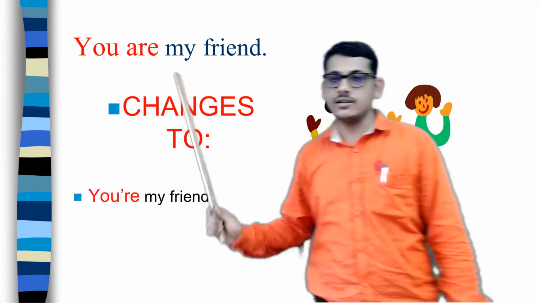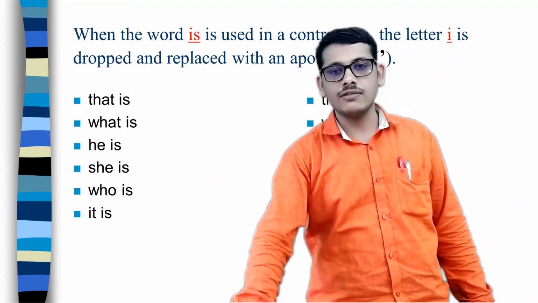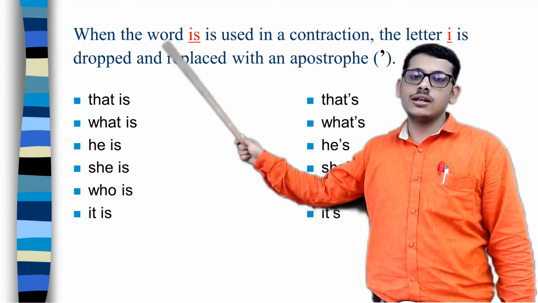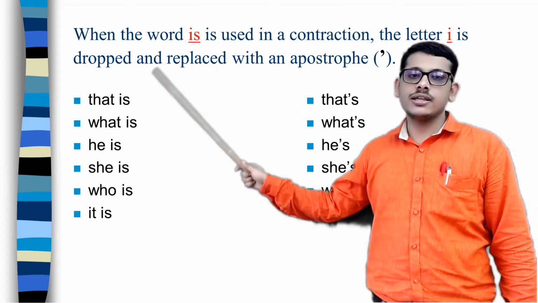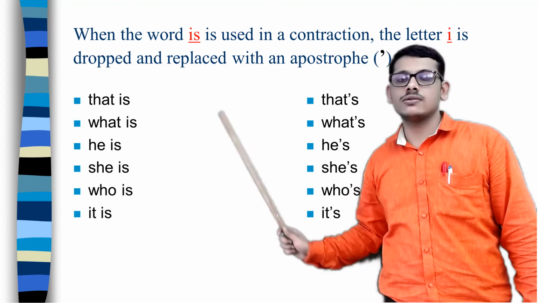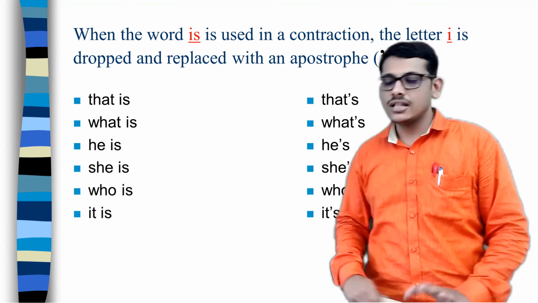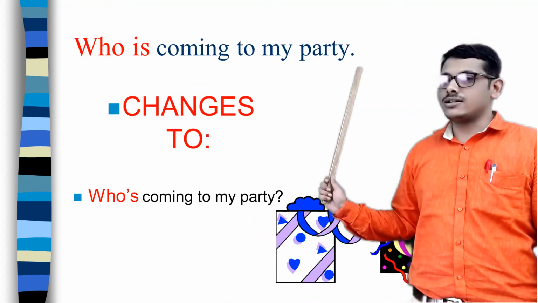You are my friend. You're my friend. Again, it's a contracted form. When the word is is used in a contracted form, again, drop the first vowel, give an apostrophe, and add S. Instead of saying that is, you can say that's; what is, what's; he is, he's; she is, she's; who is, who's; it is, it's.